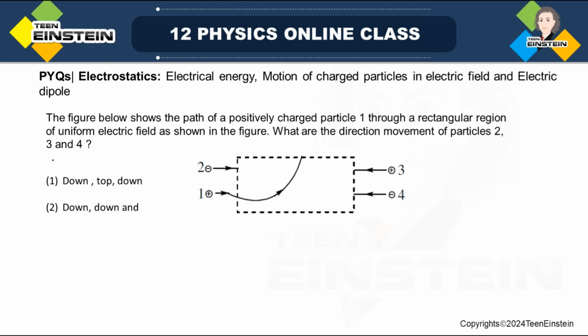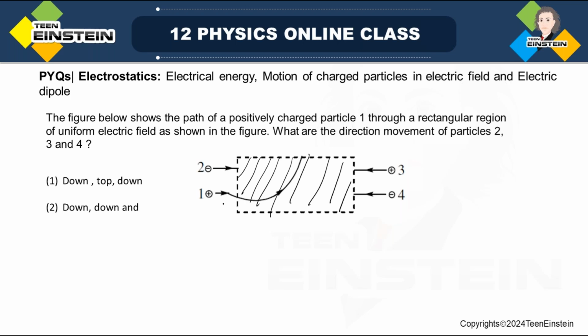The question says, the figure shows the path of positive charge particle 1 through a rectangular region of uniform electric field as shown in the figure. That means inside this region there is some uniform electric field. We don't know the direction of the electric field initially, but when we keep one unit positive charge, it will have a parabolic path like this.